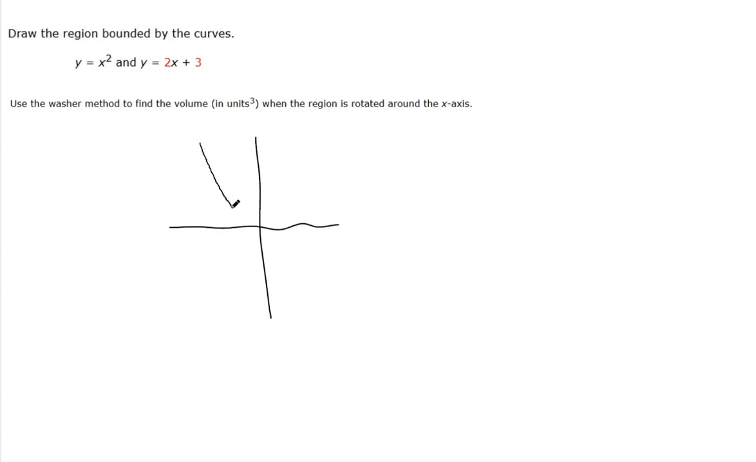Y equals x squared looks like this. Y equals 2x plus 3, that's got a y-intercept of 3. So if we say that's 3, it goes up by 2 to the right one. That's a rough sketch of the graph. And eventually that line crosses. And we're supposed to find the volume in the region bounded by these curves.